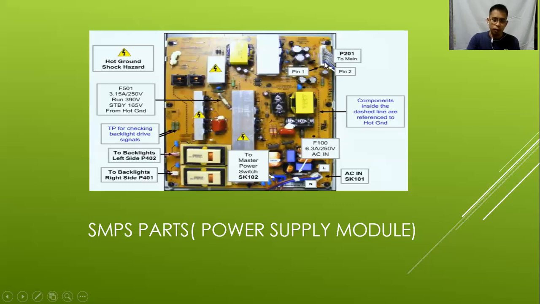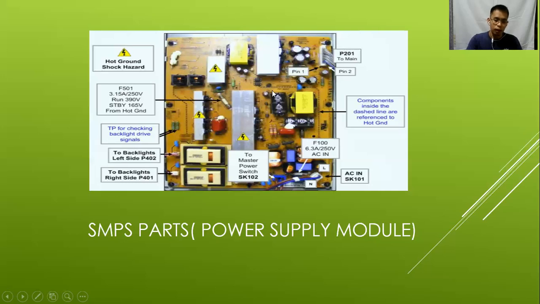Then these are the pins going out to the main board. We also have here from the primary 6.3 ampere, 250 volts AC in. And this blue and brown will be connected to the outlet. So this is the AC line cord.